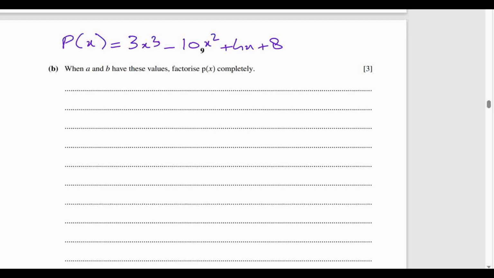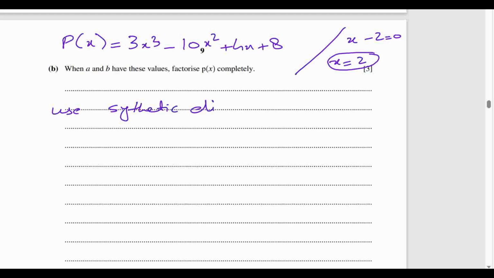Okay, now factorize. Now how can we factorize this one? As we can see, one of the roots is x minus 2. So if x minus 2 is the root, it means that this will be the solution. So now we can use synthetic division. Now the concept of synthetic division is very important, and it is also quite easy.